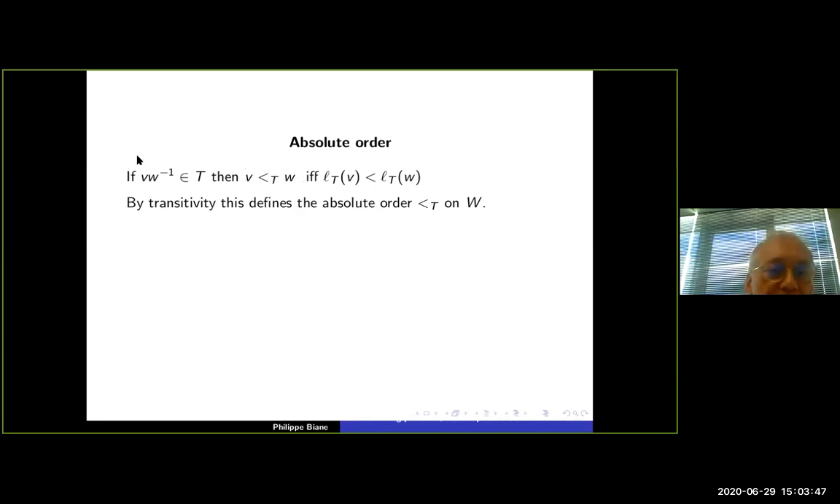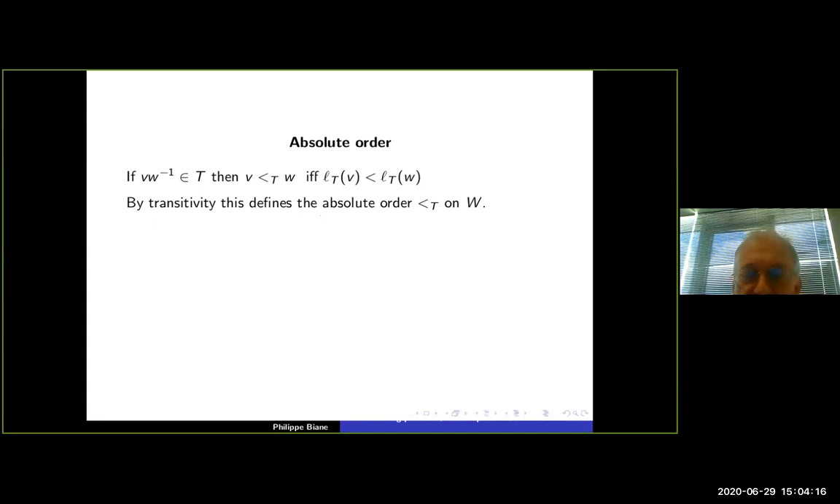So this means that every pair V and W which differ by some reflection can always be compared. One of them is always larger than the other for this order. And you can complete this order by transitivity. It turns out that this really defines an order relation on the group W.